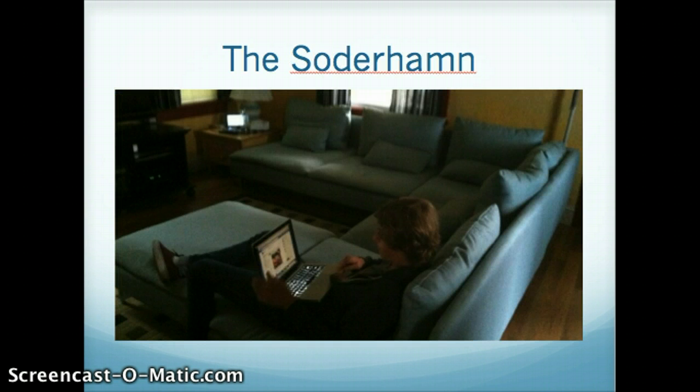So enter the Ikea Soderhamn. Here's a picture of the Soderhamn in my house with my son kind of chilling and relaxing on it. That's what we have now. So now that we own this couch, I want to be able to think through how the reality of having it matches the criteria that I was looking for going in.